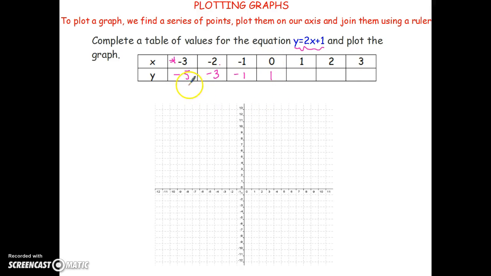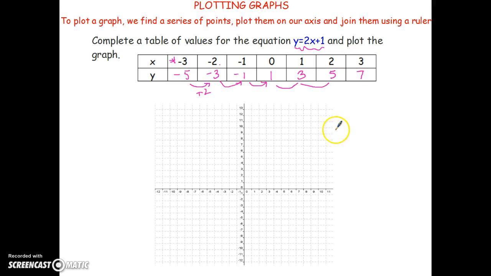Now as you're going, you should notice a pattern going on here. You can see each time we're going up by 2, so hopefully that should continue, and it helps to keep you on track. Let's check here. 2 times 1 is 2, plus the 1 is 3. 2 times 2 is 4, plus the 1 is 5. Let's check, are we still going up by 2 each time? Yes, we are. 2 times 3 is 6, plus 1 is 7.